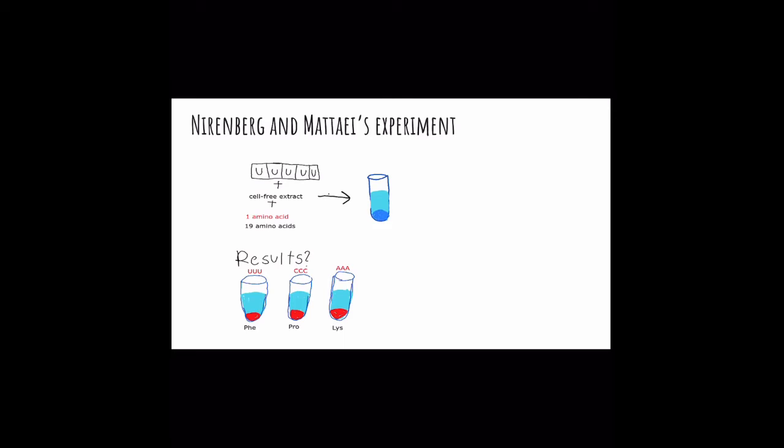So their results: they figured out the codons for UUU, CCC, and AAA. UUU codes for phenylalanine, CCC codes for proline, and AAA codes for lysine. So they only found 3, but they could not find GGG.